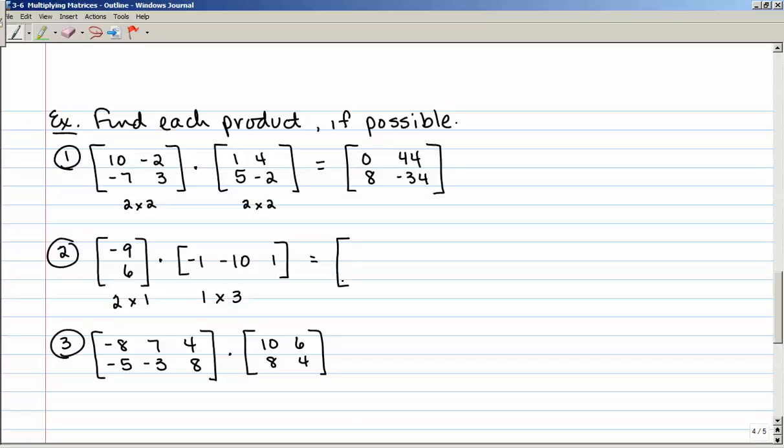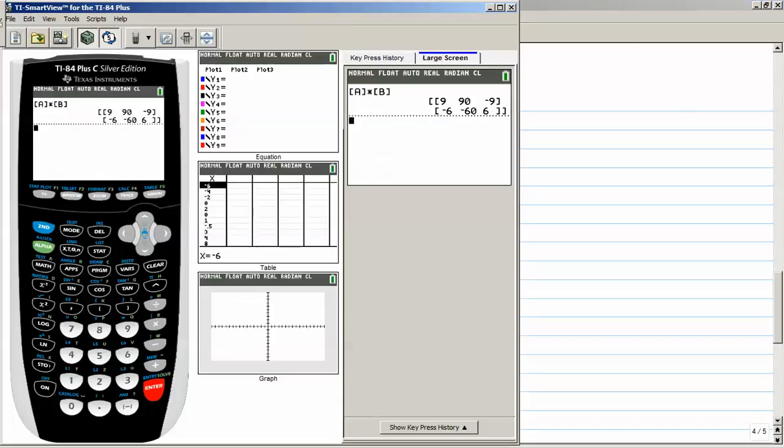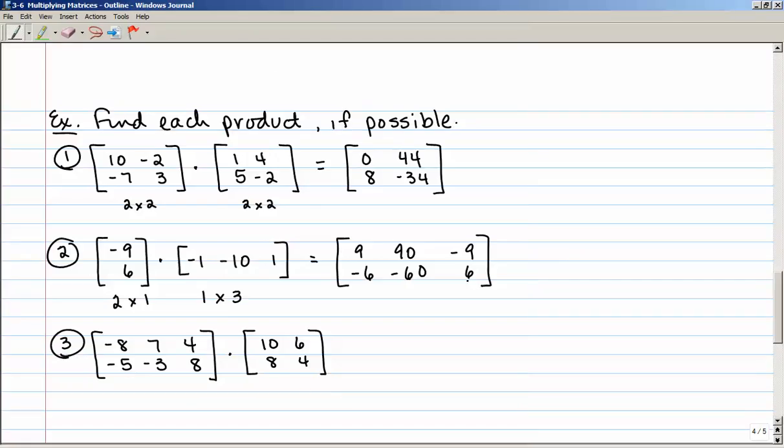And let's go ahead and copy that here. 90, negative 9, negative 6, negative 60, and 6. Let me confirm that is what I had on the calculator here. Yep, that works. Okay. Notice the spacing. Don't try to crowd your matrices. It'll just be too hard to read.